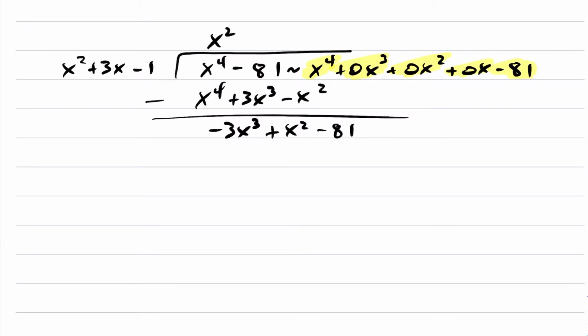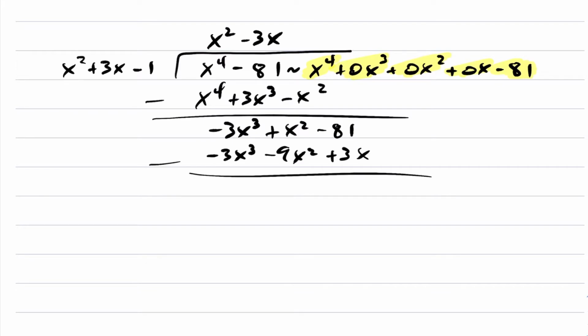We then move on to our next placeholder, and we want to know what goes here, such that when I distribute that over and multiply, I'm going to get here negative 3x cubed. Well, I already have an x squared here, so if I put in a minus 3x, you'll notice that minus 3x times x squared will give us our negative 3x cubed. So distributing that, we get minus 3x cubed, and continuing on here, minus 3x times positive 3x is minus 9x squared, and again, minus 3x times negative 1 is positive 3x.